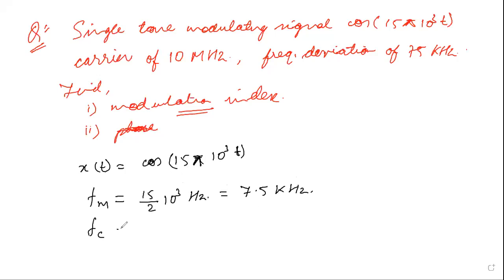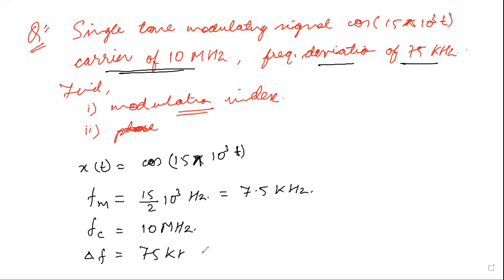And what is the value of Fc here? It is given in the question itself. Carrier frequency is 10 megahertz. And what is the deviation? Frequency deviation is already given, it is 75 kilohertz. So you have to find out the value of modulation index, that is MF or beta.